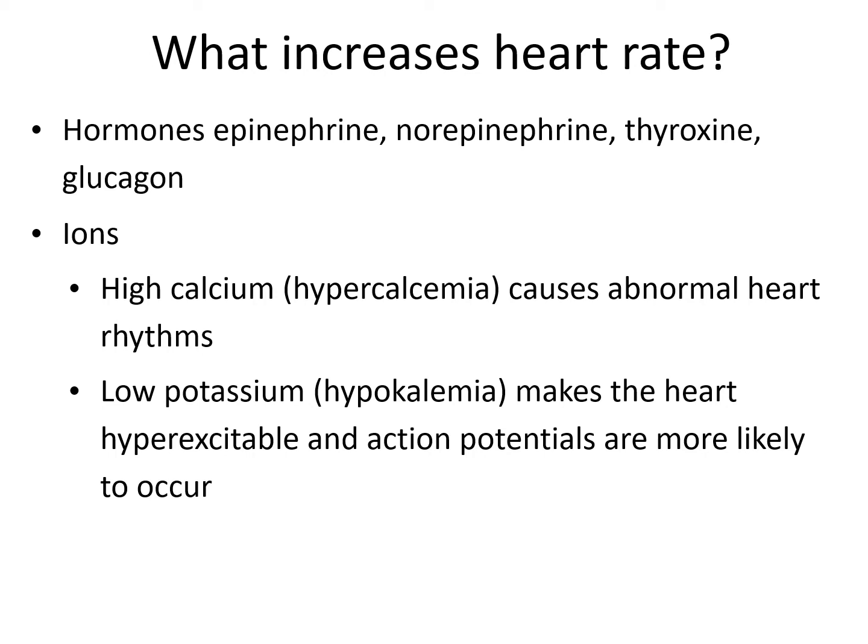Let's talk about ions. High calcium levels can cause abnormal heart rhythms. We just talked about how extra calcium can reveal those binding sites on actin filaments by moving the rope of tropomyosin away. That allows for those myosin heads to bind and increase the contractility or the strength of that contraction. Likewise, low potassium levels or hypokalemia can make the heart more excitable, and action potentials are more likely to occur. So notice the really similar spelling here. Hypercalcemia and hypokalemia both can cause an increase in heart rate.